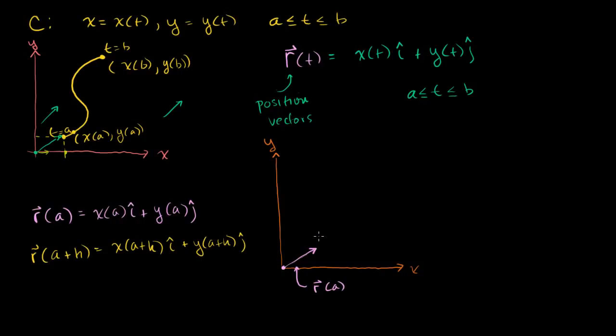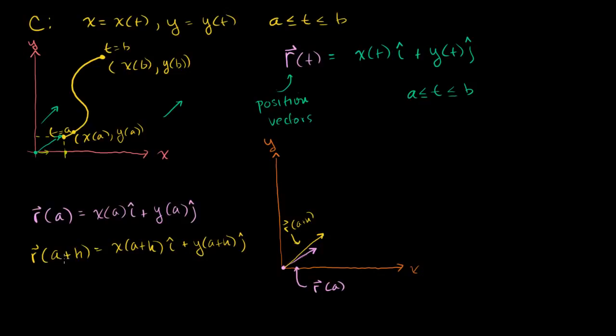So it'll be a new vector, a position vector, not a unit vector. These don't necessarily have length 1. That might be right here. Let me do that in the same color as this. So it might be just like that. So that right here is r of a plus h.